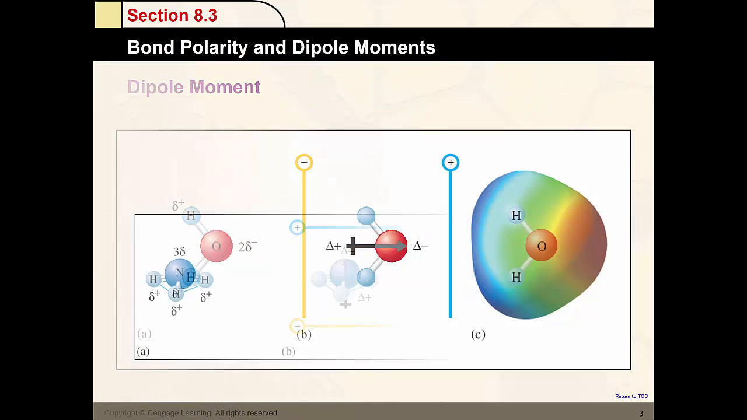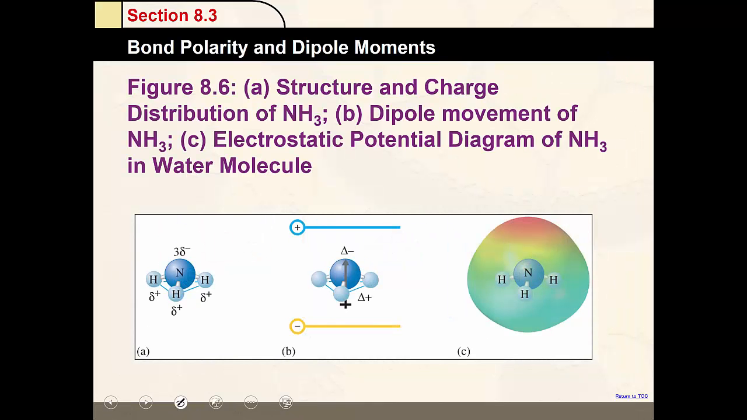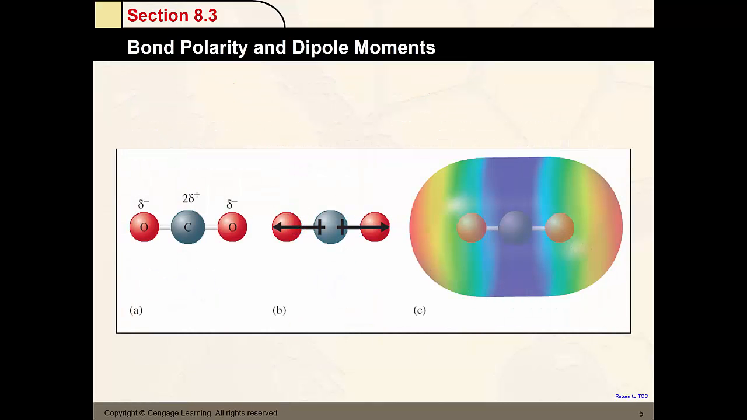And it's the same thing with NH3, ammonia. Now, it has three individual dipole moments, all pointing towards the nitrogen. And then the overall dipole moment is pointing straight up towards the nitrogen atom. So once again, those dipole moments do not cancel. However, the presence of polar bonds does not necessarily mean the molecule itself will be polar.